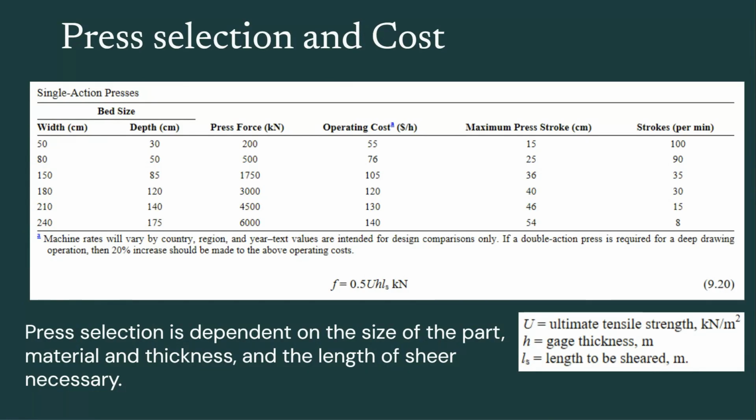So while rates vary, this is a chart from Boothroyd and Dewhurst that gives you an idea. The force required for a part depends on the size of the part, as well as the material you're going to cut it from and the thickness of that material. And lastly, the length of the shear that will be necessary. So you can see that formula there at the bottom, F equals 0.5 U times H times L sub S kilonewtons.